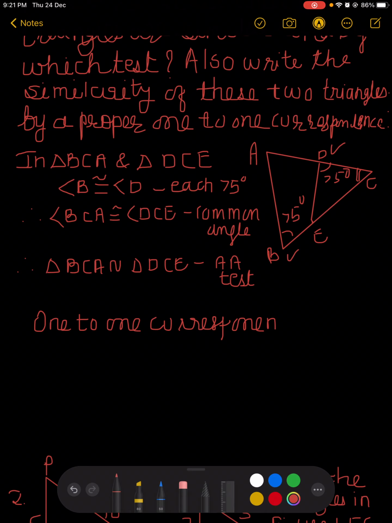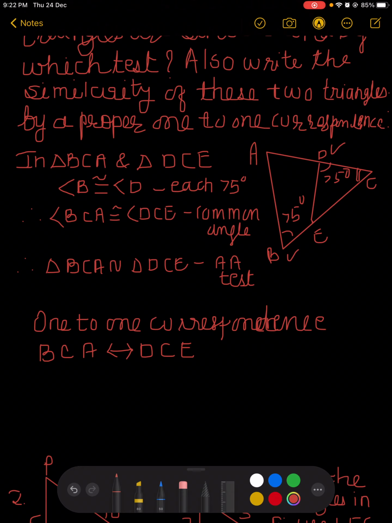So we are going to write the one-to-one correspondence between the two triangles. First I write B point, C point and A point for the bigger triangle. So in the smaller triangle, at the place of B, D point; at the place of C, C will be written; and at the place of A, E will be written. When we arrange the pairs of elements at the same place, that is known as one-to-one correspondence.